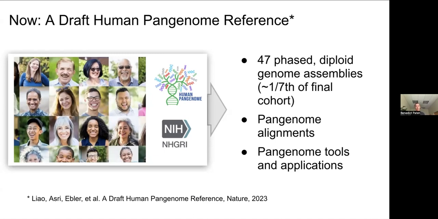So today I'm mostly going to talk about the draft. Occasionally I'll look ahead to this intermediate release that we'll make this summer and make available to people. 47 phased diploid assemblies. That's roughly a seventh of the size of the final cohort. It includes genome alignments that we built. I'll talk more about that. And of course, in creating the draft, we started to create tooling and applications that could actually take advantage of this information to demonstrate concrete benefits. Because if we can't, what are we doing?